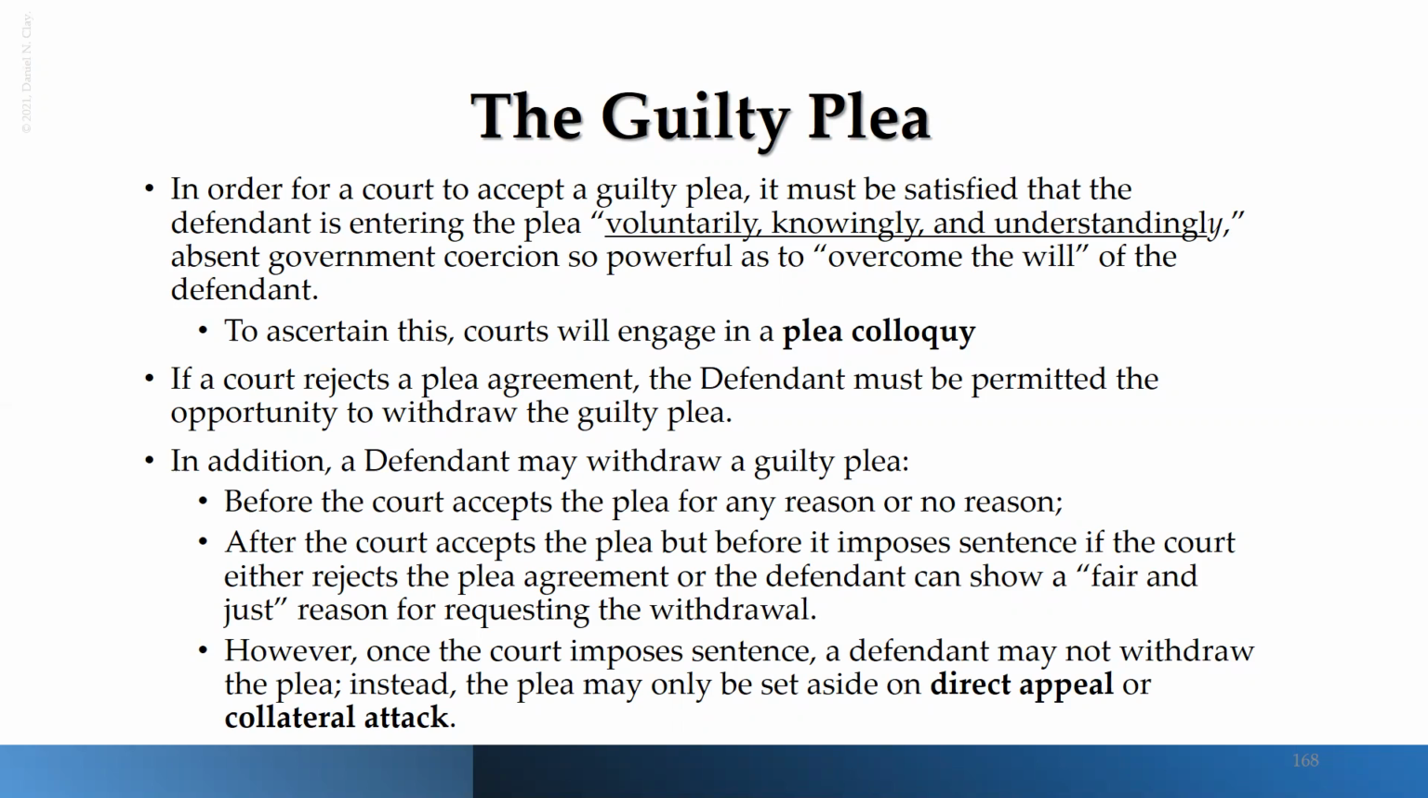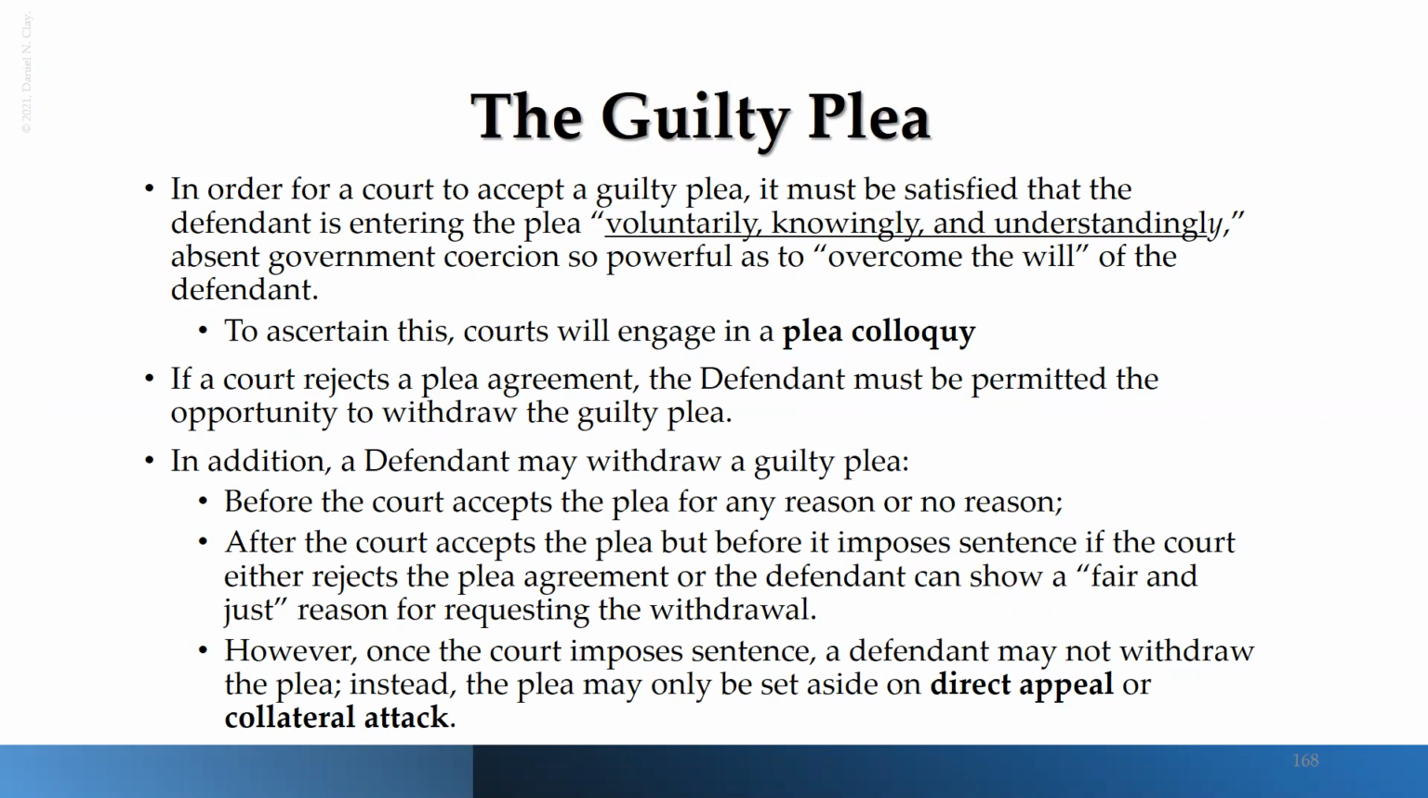Now, there are other circumstances when a defendant may withdraw a guilty plea, whether it's along a plea agreement or without a plea agreement, they're just pleading guilty. So a defendant may withdraw a guilty plea before the court accepts the plea for any reason or for no reason, right? So you file paperwork to say that you want to change your plea, and then you back out. You're like, no, I don't want to. The court has not accepted your plea. That's fine. You can change it back to not guilty and move on. The court hasn't accepted it yet.